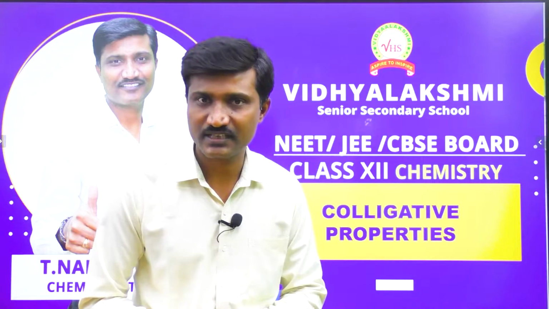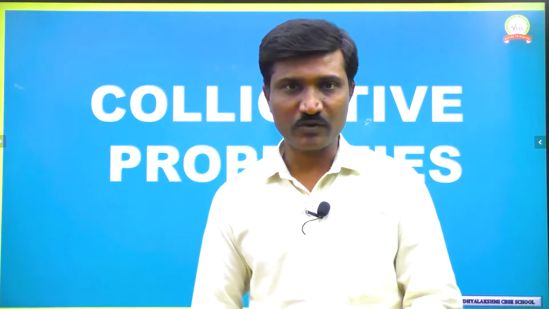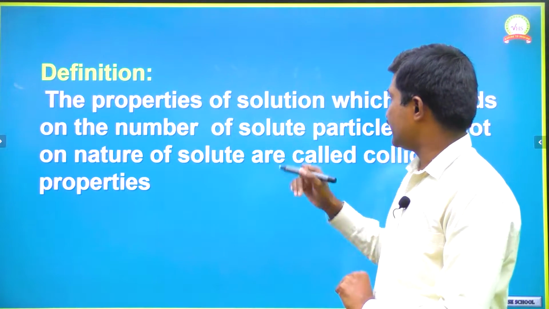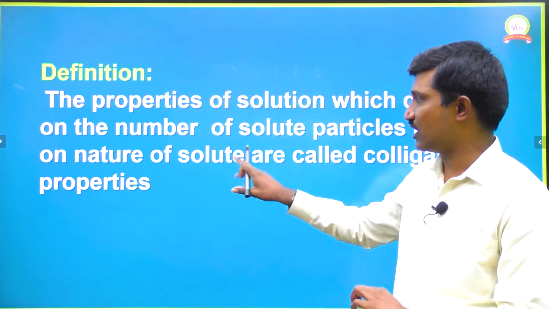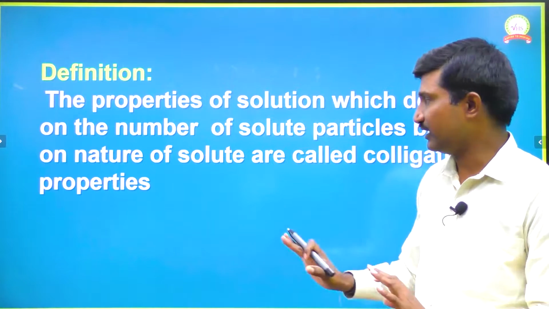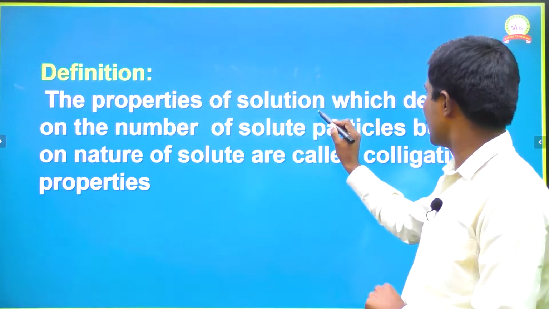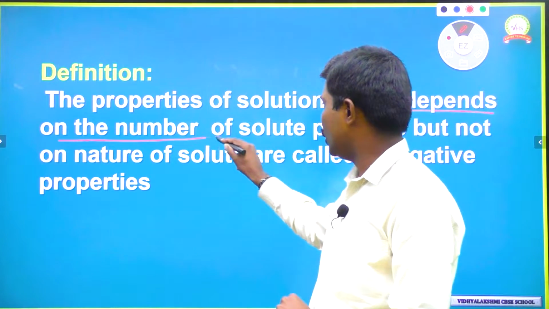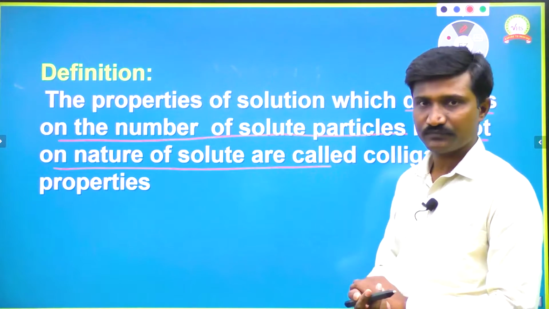Shall we start? Yes, let us go to our topic: colligative properties. What are colligative properties? The properties of a solution which depend on the number of solute particles but not on the nature of the solute are called colligative properties. This definition is saying two important things: the properties depend on the number of solute particles, but not on the nature of the solute.